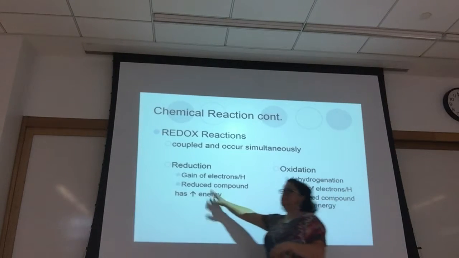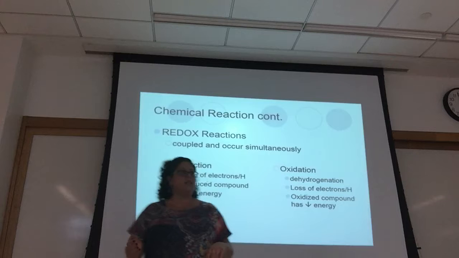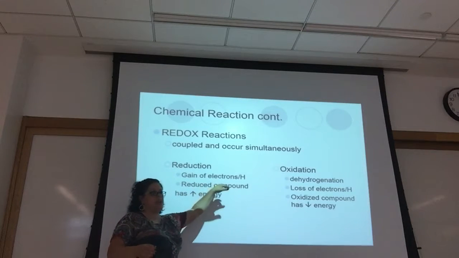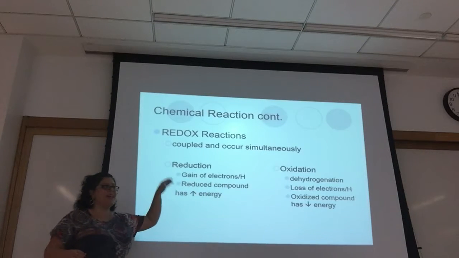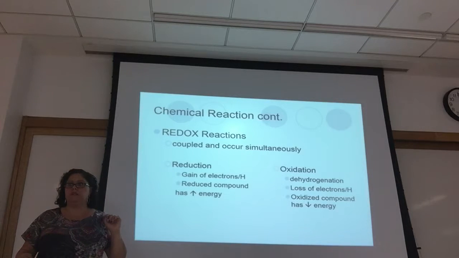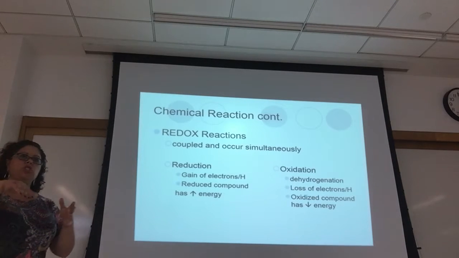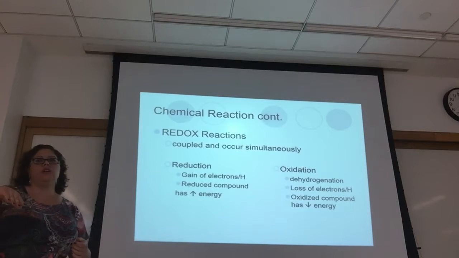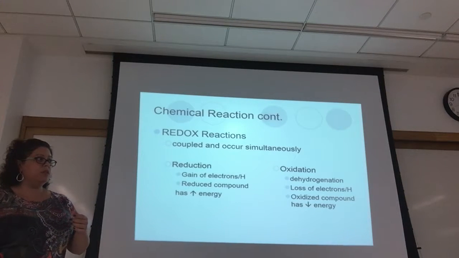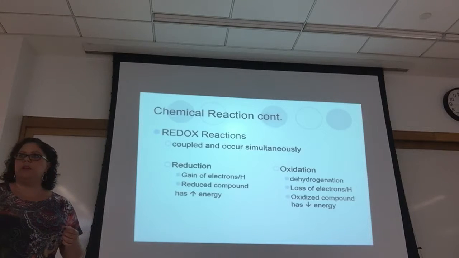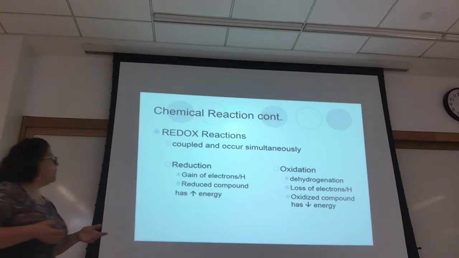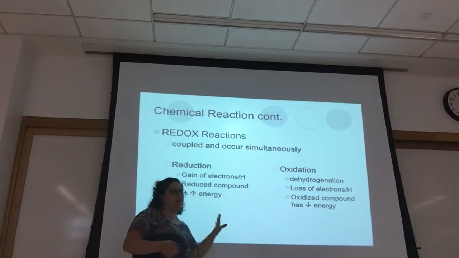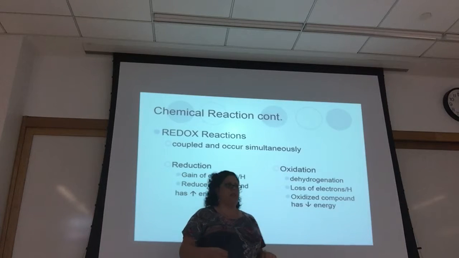In the reduction side, when we're reducing a substance, we are gaining a hydrogen and we're gaining an electron. So you'll see an addition of an H at the end of the chemical formula, or an addition of an H2 at the end of the chemical formula. That will show you that you're looking either at reduction or you're looking at oxidation.